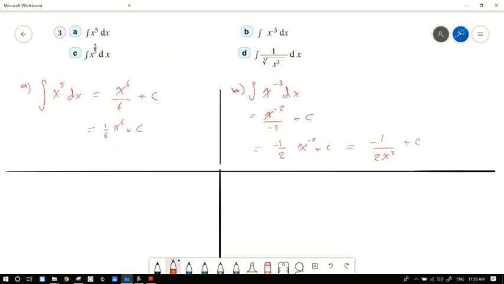Third question, c, integration of x power 2 over 5 dx.